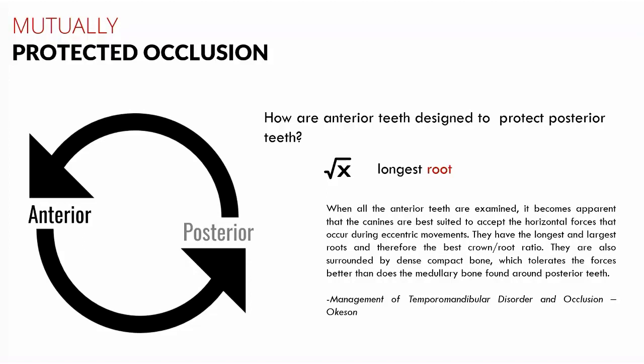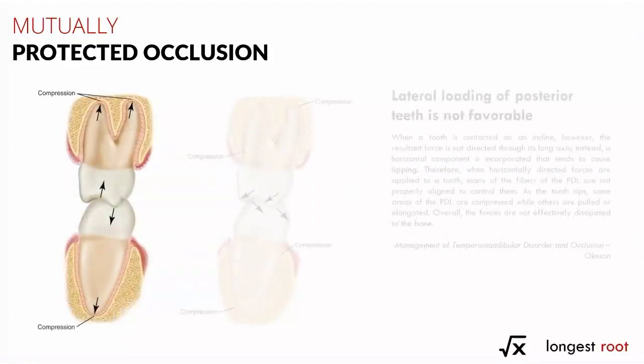They have the longest and largest root, and therefore the best crown to root ratio, right? They are also surrounded by dense, compact bone, which tolerates the forces better than the medullary bone or cancellous bone found around posterior teeth, okay? So let's re-examine this tension compression idea or length of the root. When we look at our posterior teeth, when we're loading it along the long axis, we said that compression was really only on the apical portion of those fibers there. But the majority of the rest of the PDL fibers are being stretched and put into tension, right? You guys remember that? Okay.